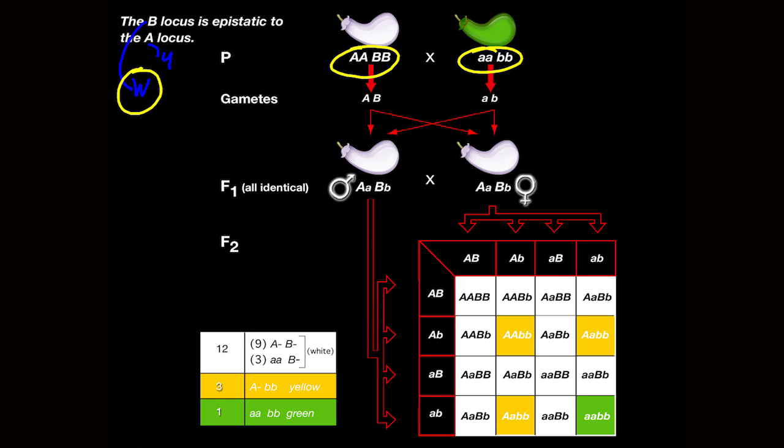But as you suspect, the F1 are double heterozygotes, and as long as there's one big B, it's going to be white, right? It's so interesting. You cross a white with a green, you get all whites. If you didn't know anything else, you'd say, oh, it's a simple Mendelian thing, white's dominant to green. But then you do the F2 based on this cross, and all of a sudden you start seeing whites and yellows and greens.